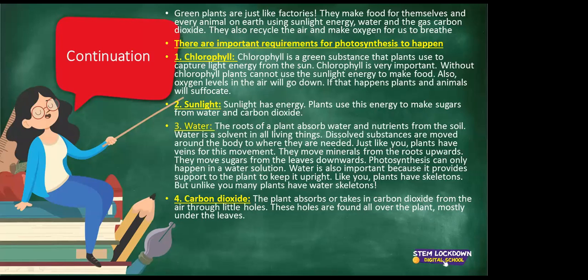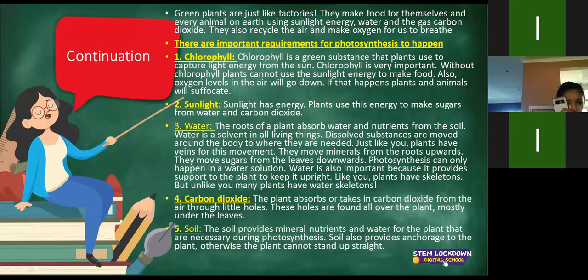And the last one, which is one of the requirements for photosynthesis, is the soil. The soil provides minerals, nutrients, and water for the plant that are necessary during photosynthesis. Soil also provides energy to the plant. Otherwise, the plant cannot stand up straight. We need our spinal cord to be able to stand up straight, and so obviously do the soil and the plants. All right.